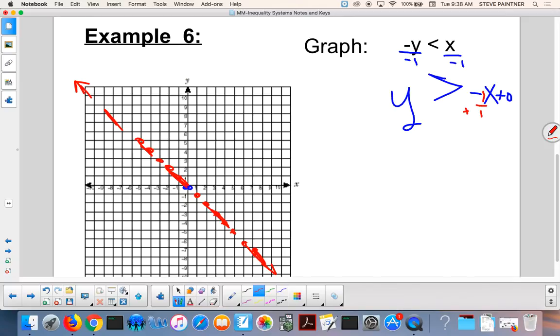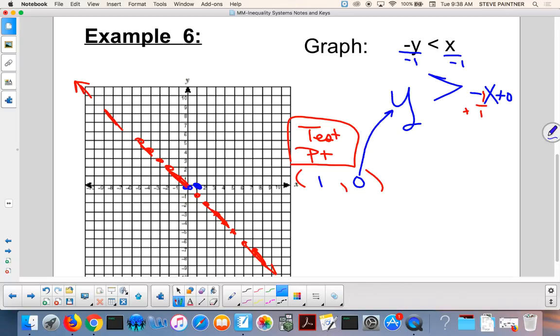Hey, 0, 0. Can I test it? No. So you've got to pick a different point. What's a good test point? I'll bet everybody's different on this. What's a good test point? 1, 1. That's okay. How about something with a 0 in it? 1, 0. Okay, I'll do 1, 0. Here's 1, 0 right here. I'll try 1 for x and 0 for y. Here I go. Put it in here for y. 0 is greater than 1 right here.